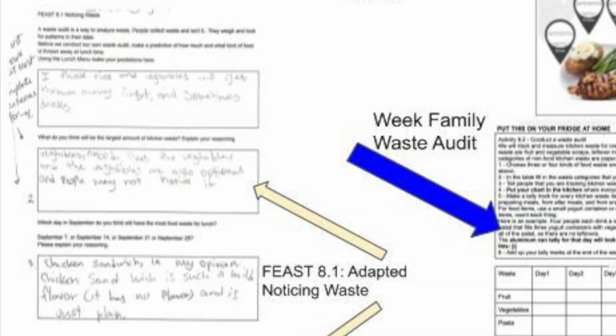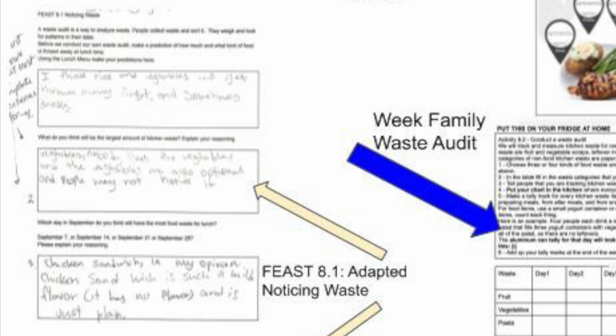Using the Feast worksheet on 8.1, I created a worksheet for students to write their answers down. In box 1, they are using the September lunch menu to write 3 complete sentences to predict how much and what kind of food is thrown away at lunchtime. So in an effort to collect data and make predictions using patterns, students were to fill out this worksheet.